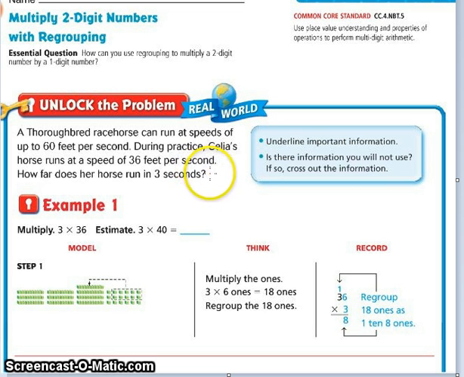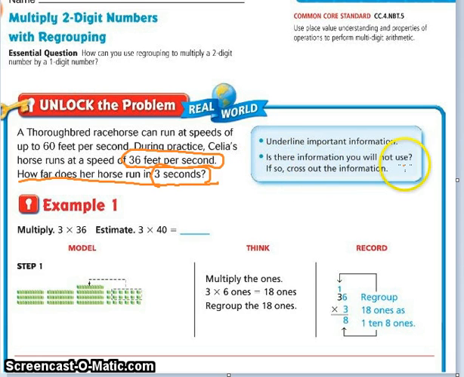Let's underline the important information. We know that Celia's horse runs at a speed of 36 feet per second. Our question is, how far does our horse run in 3 seconds? So that's what we want to know, and we're going to need to multiply to find that out.